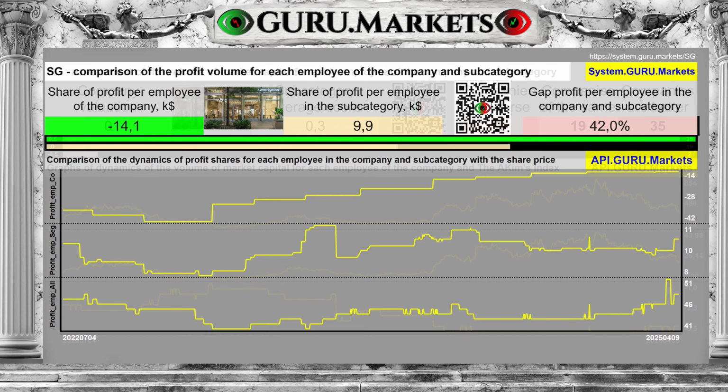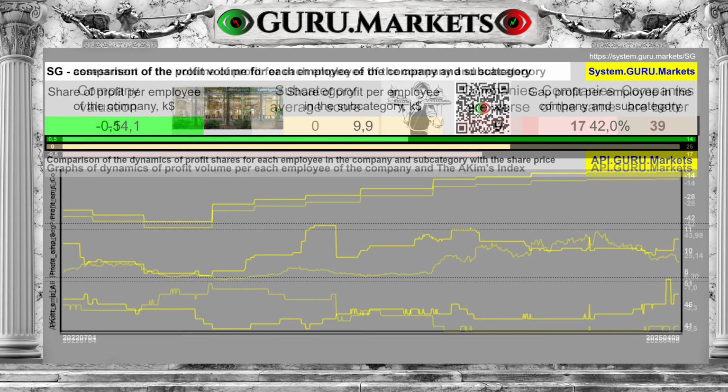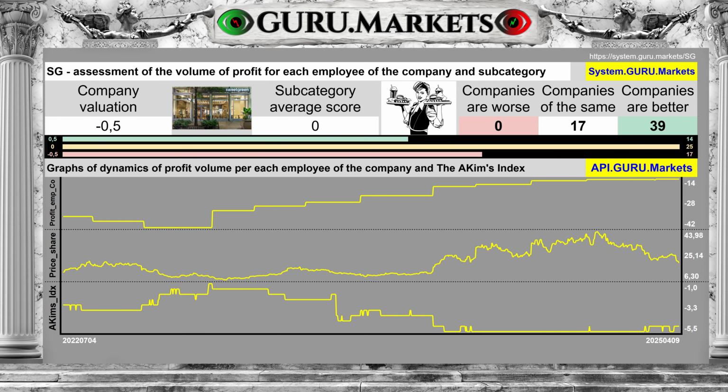The amount of profit for each employee of the company is minus $14,100, with an average in the subcategory of $9,900. And the difference between the average in the subcategory and the company's indicators is 42%. Assessment of profit per employee in comparison with the indicators of companies in the subcategory, tolerable, minus 0.5 points.